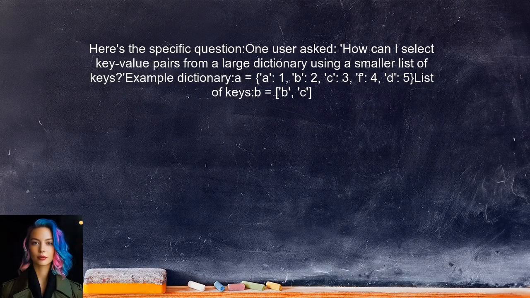Let's dive into the specific question at hand. One user asked, how can I select key value pairs from a large dictionary using a smaller list of keys? They provided an example dictionary and a list of keys they want to filter. Sound familiar? Let's explore this together.